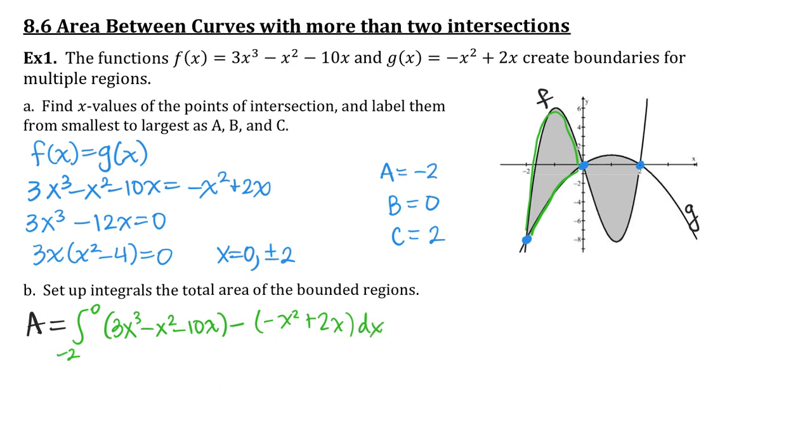Okay, now the next piece of the region is going to be this curve, and that's going from 0 to 2. Okay, for this piece of the curve, this is the higher curve, which is g. This is the lower curve, which is f. So I'm doing g minus f now. So negative x squared plus 2x is the higher function, and if I subtract f of x.